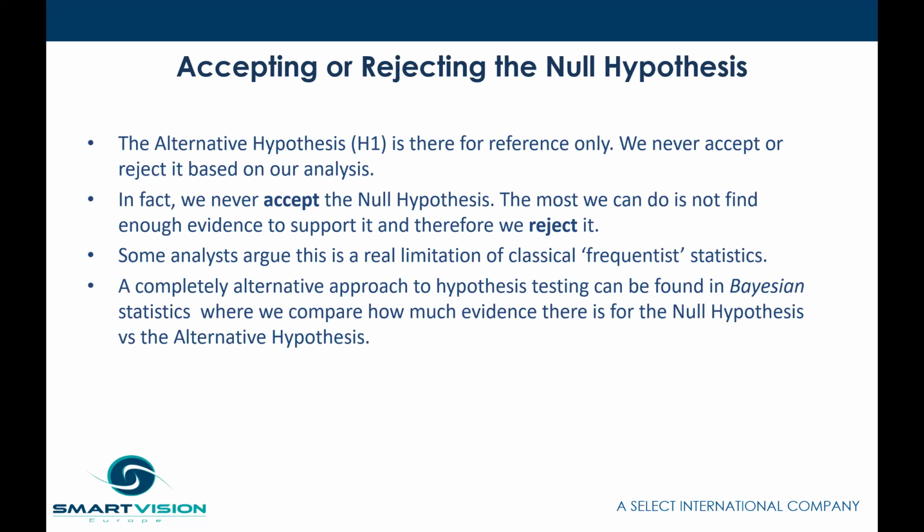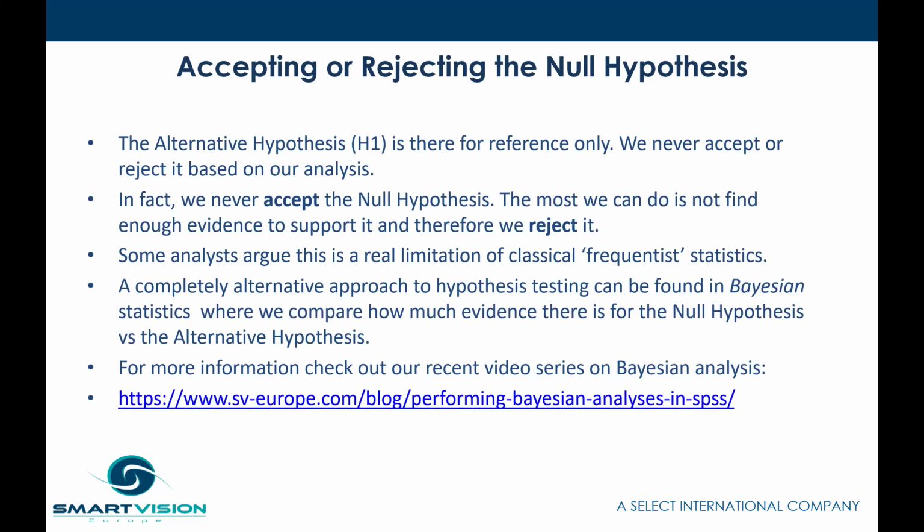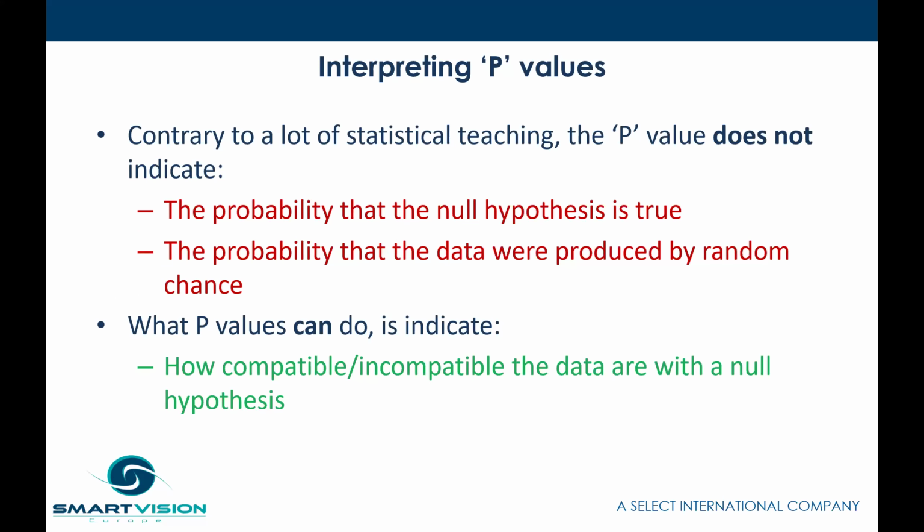It doesn't use p-values. Now, a completely alternative approach to this, as I just said, is Bayesian statistics, where we can compare how much evidence there is for the null hypothesis versus the alternative hypothesis. And for more information, you can check a little video series that I have if you're not going to join the next webinar. Now, contrary to a lot of statistical teaching, the p-value, this probability, does not indicate the probability that the null hypothesis is true.